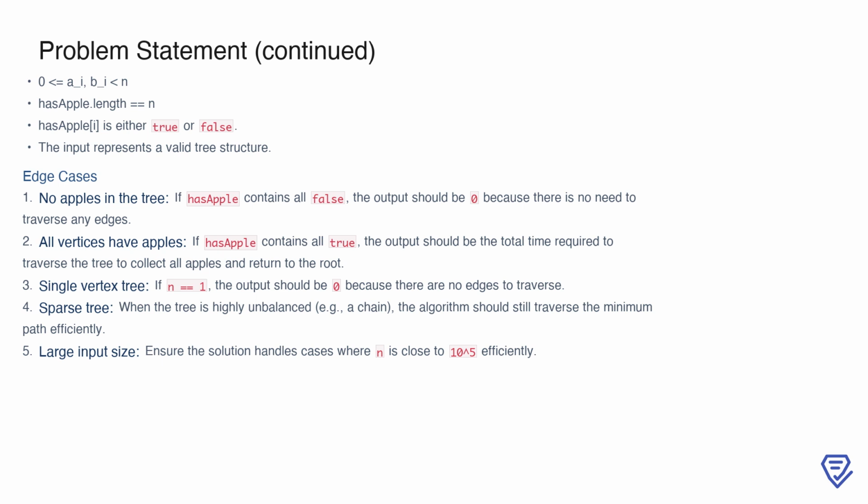In terms of edge cases, if there are no apples in the tree, the output should be 0 since no traversal is needed. If all vertices have apples, the output will reflect the total time required to traverse the tree and return to the root. For a single vertex tree, the output is always 0 because there are no edges to traverse. Sparse or highly unbalanced trees should still be handled efficiently, even for the upper limit of n. These considerations ensure the solution is robust and performs well across different scenarios.